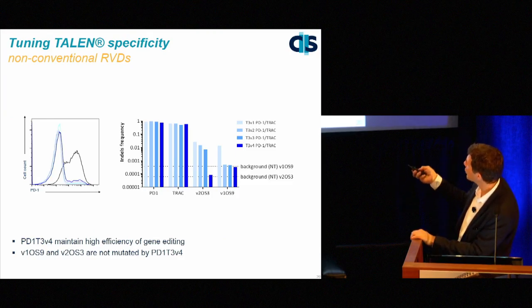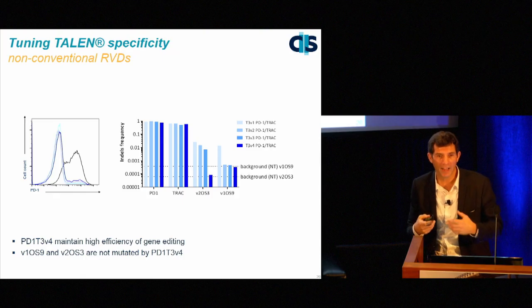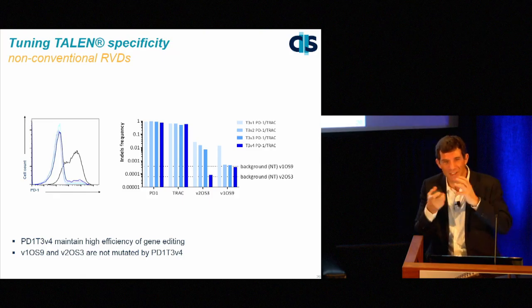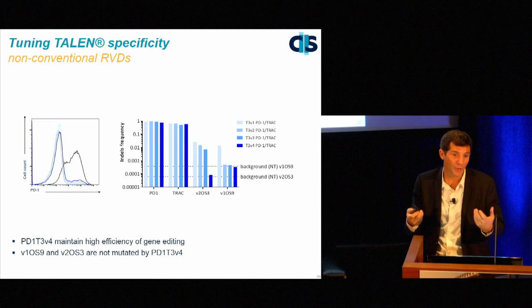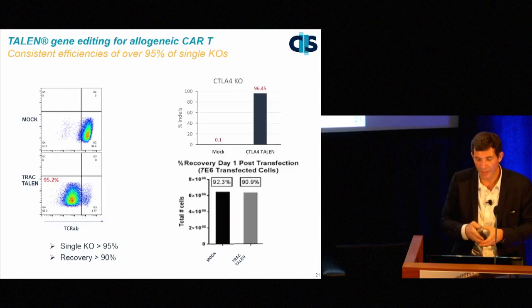This is PD-1, this is TRAC, and these are the two off-sites we're talking about that potentially can be cleaved. They're cleaved by the normal PD-1 also, but also by the potential TRAC and PD-1 combination. And by changing the different types of TALEN that we engineer, we can totally suppress the off-site targeting by these TALEN, by re-engineering the protein itself. So it's a very flexible potential to recognize DNA very specifically.